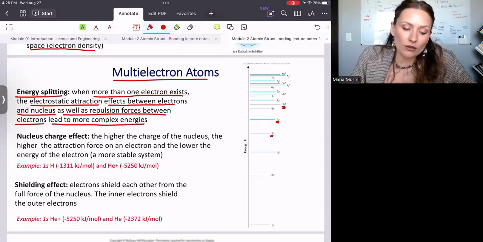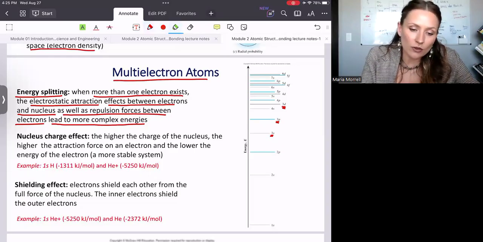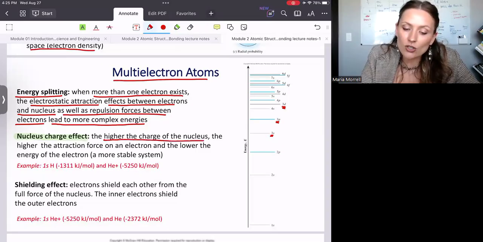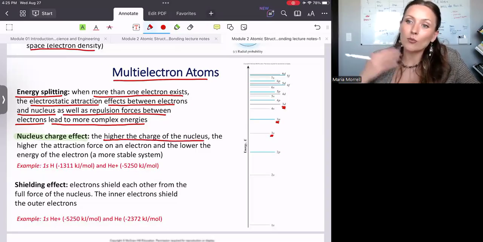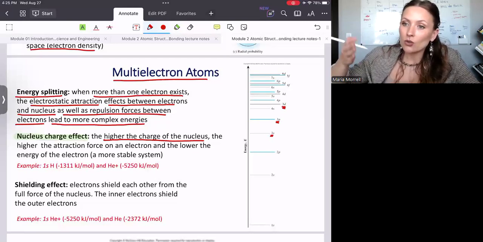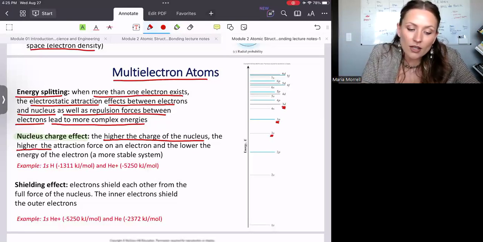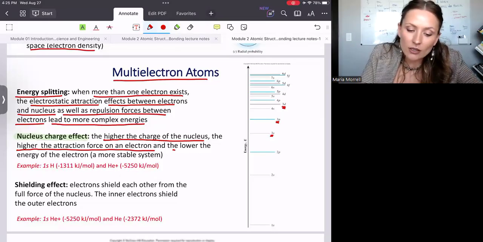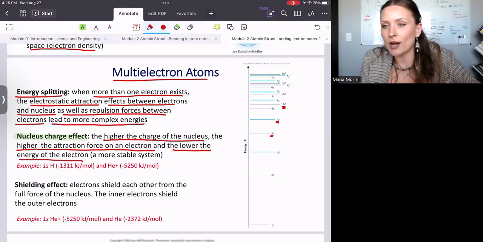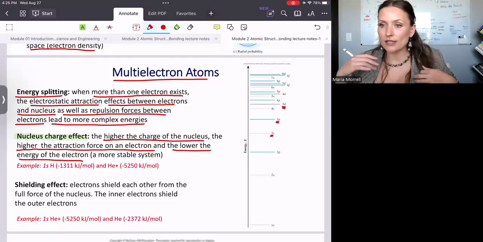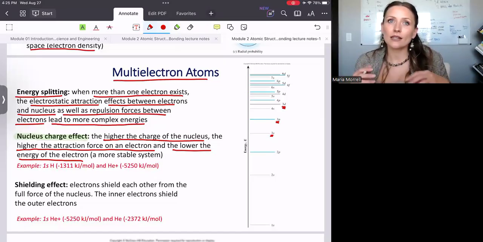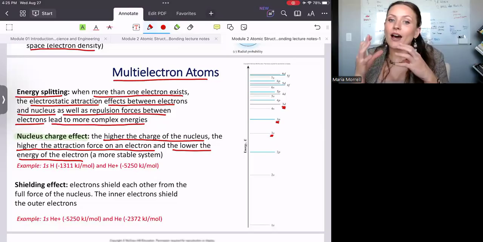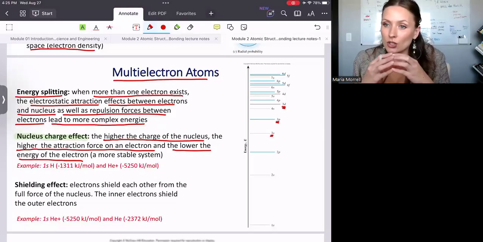Now, what else we need to know, and this is a really, really important phenomenon, is called the nuclear charge effect. Specifically, what it means is that the higher the charge of the nucleus, and one way to think about it, the more protons you add to your nucleus, the higher the attraction force on the electron, and the lower the energy of the electron, or perhaps we should say the more negative the energy of this electron, right? So once again, the stronger or the higher the charge of the nucleus, right?